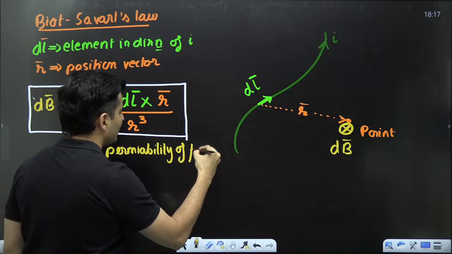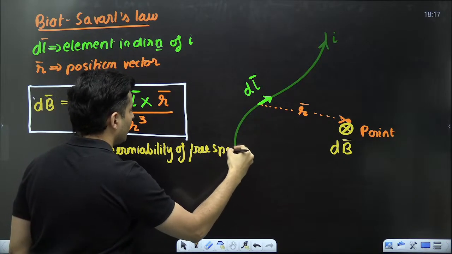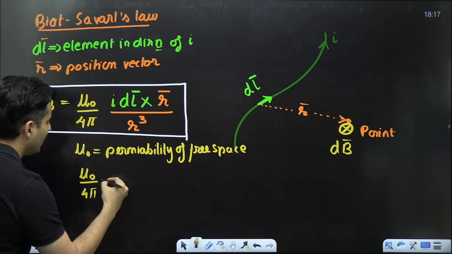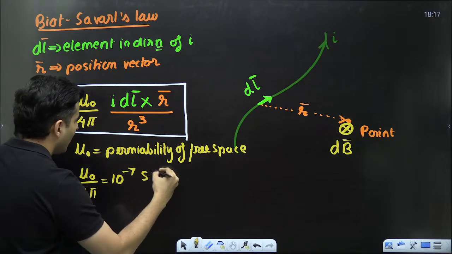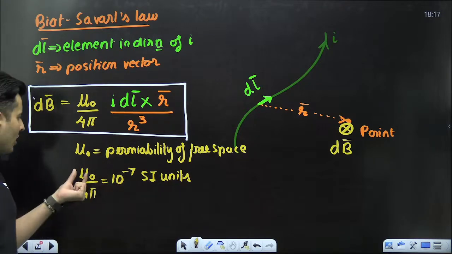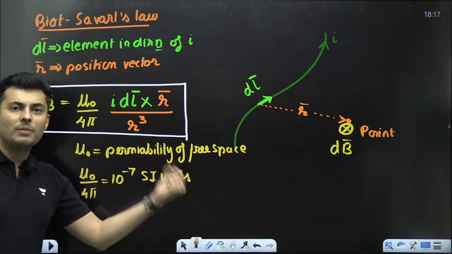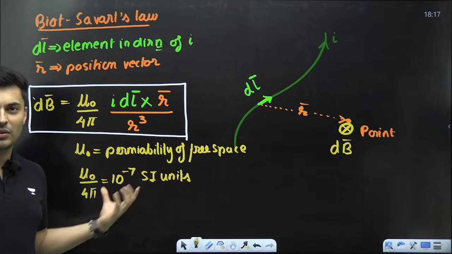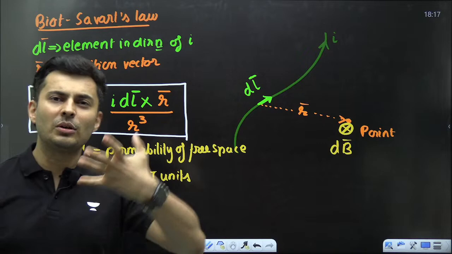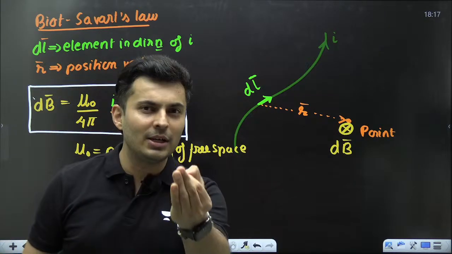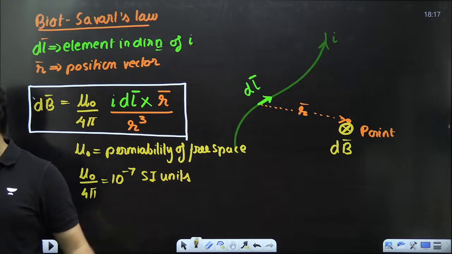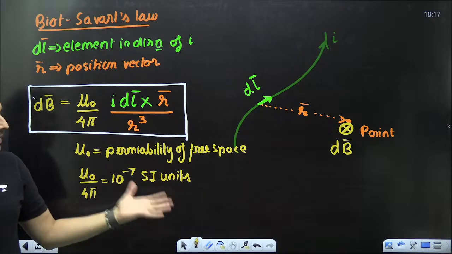of free space, basically vacuum. And this value of mu naught by 4 pi is 10 to the power minus 7 SI units. Very important value, you should know this. Or mu naught is 4 pi into 10 to the power minus 7 SI units. So that is the value of permeability of vacuum. For other mediums it will be obviously different, and it will be given to you if the need arises. Otherwise, don't worry, you will just deal with air or vacuum. Cool? Everyone with me on this?